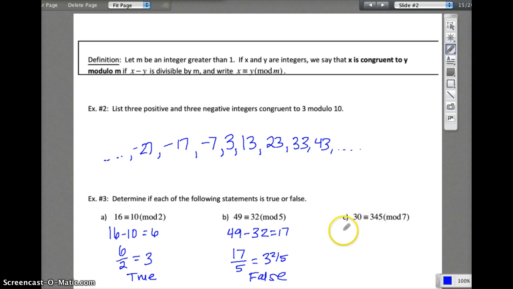About 30 and 345. So subtracting, it's okay if it's negative when we subtract. We get negative 315. When you take negative 315 and divide by 7, we get negative 45. So these two numbers are also congruent mod 7. So if two numbers are congruent, they have the same remainder when dividing by our m, our mod m, and also when we subtract, we should get a number that's divisible by m.